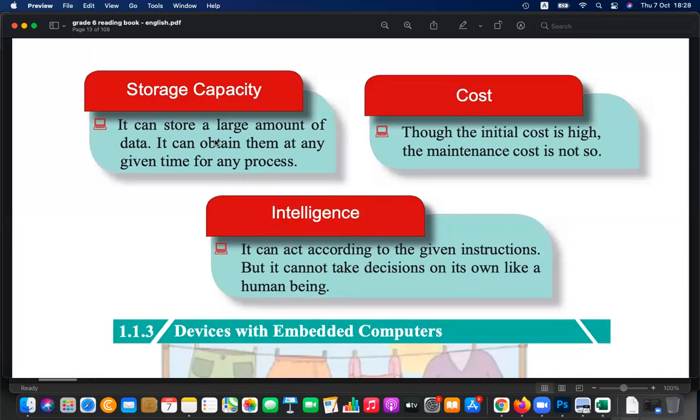Right? What's the reason? For example, think about an ATM machine. If a person is there to give you money instead of the ATM machine, you have to pay a salary, OT, bonus, everything to make the person happy.